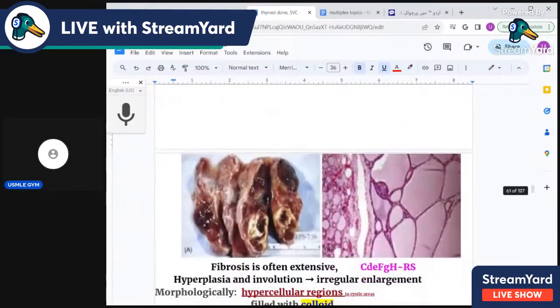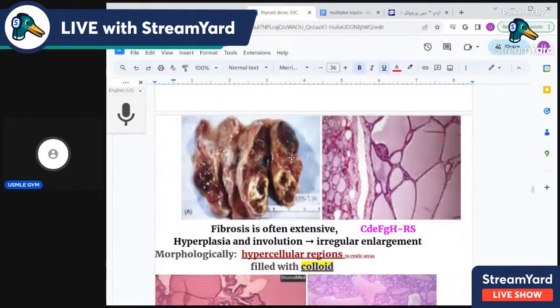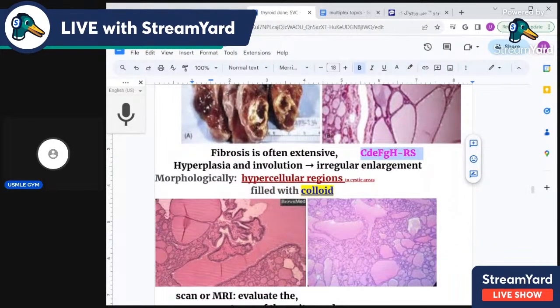They may be asymptomatic, but the goiter, this is the gross pathology of the multinodular goiter. Hemorrhages, fibrosis occur, scarring, and irregularly filled follicles. Fibrosis is often extensive. The features of these multinodular goiter are almost the same mnemonic: CDEFGH, GRS: calcification, degeneration, fibrosis, growth, hemorrhage, right? These are the complications, the extension.